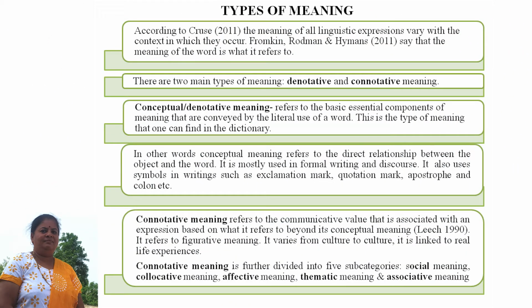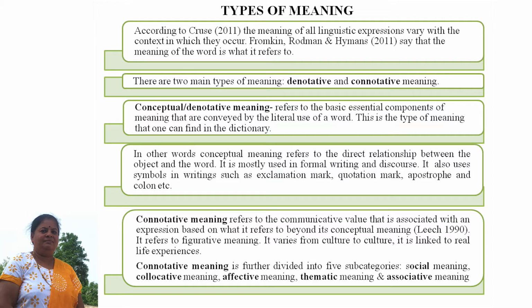Types of meaning. According to Cruse, the meaning of all linguistic expressions varies with the context in which they occur. Fromkin, Rodman, and Hyams say that the meaning of the word is what it refers to. There are two main types of meaning, denotative and connotative.